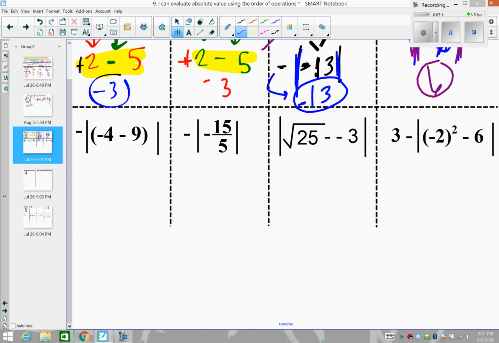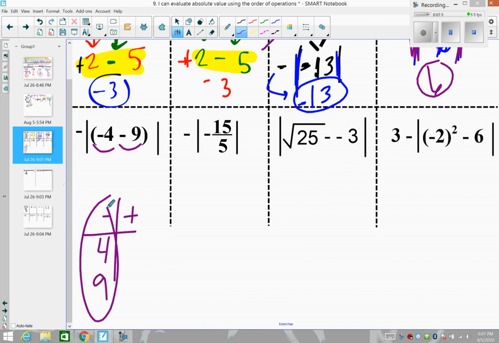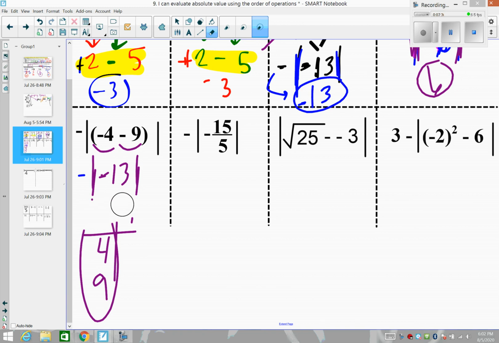All right, so inside, first thing I'm going to do is I'm going to tug of war. So I have 4 players. I have 9 players. They're all on the negative team. So the result of that would be negative 13 inside the absolute value, the grouping symbol. Opposite sitting on the outside. So I'm going to go ahead and erase this so I have some room to show my work.